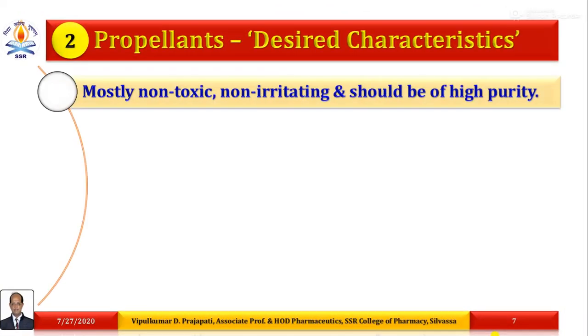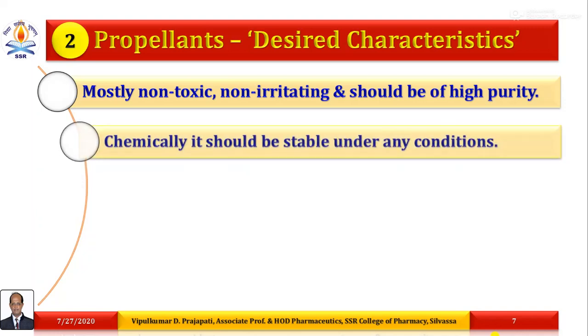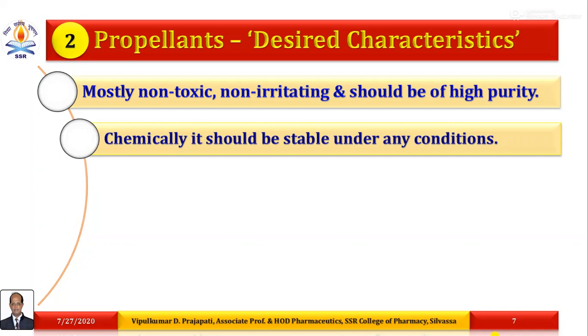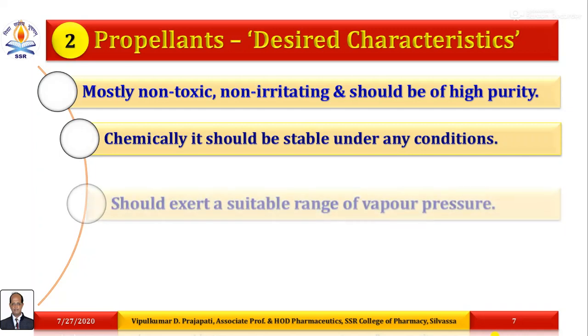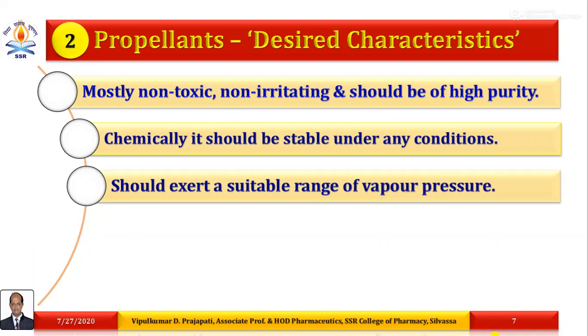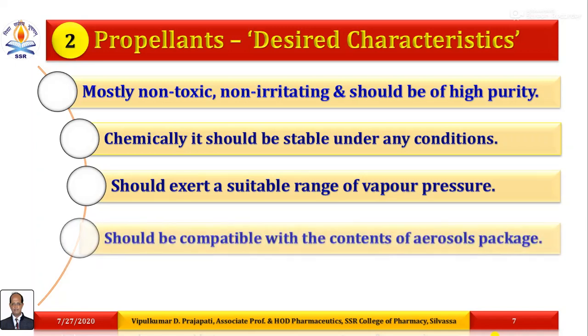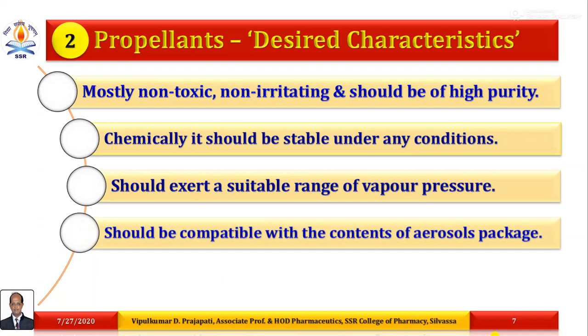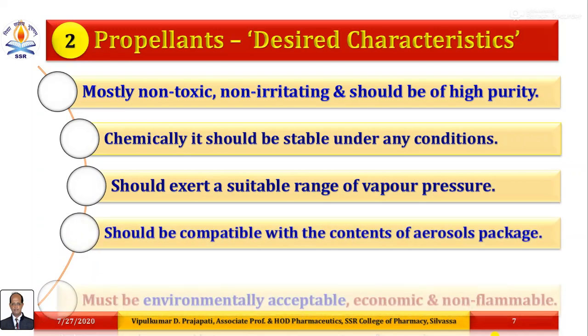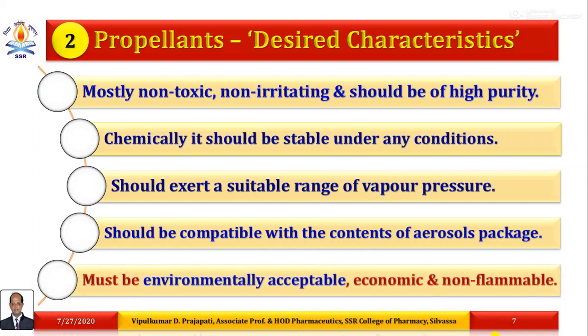Propellants' desired characteristics in pharmaceutical aerosols: mostly non-toxic, non-irritating, and should be of high purity. Chemically, it should be stable under any conditions. Should exert a suitable range of vapor pressure. Should be compatible with the contents of aerosol package. It must be environmentally acceptable, economic, and non-flammable.